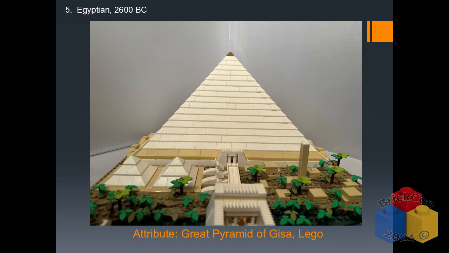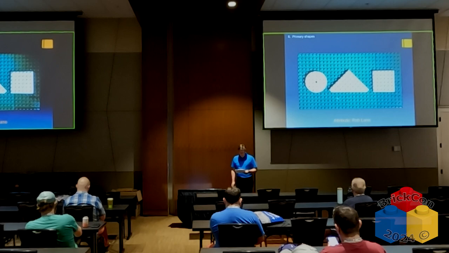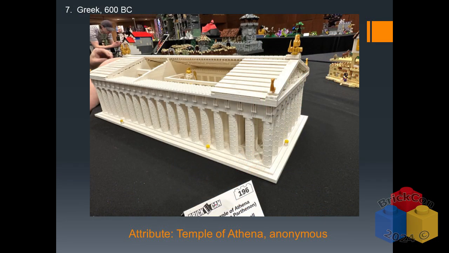So the primary shapes of architecture include the circle, the right triangle, and the square. There are rectangles, there are isosceles triangles, there are ovals, but these are derivative of the primary shapes. So the primary shapes appear perfect to the human eye, just like the Great Pyramid of Giza, which is a right triangle. So next up we have Greek.